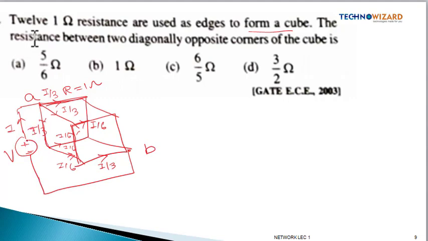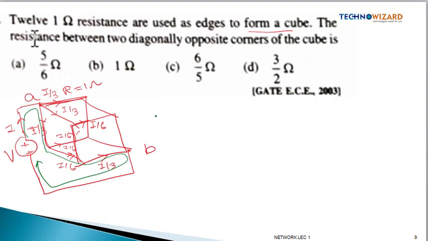Now we will apply the KVL. I'm choosing a different color pen so that you can understand, right? So now I'm applying the KVL in this loop. In the outer loop I'm applying the KVL, right? So in this loop I'm applying the KVL.